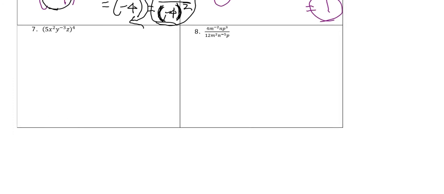Number 7. First of all, this 4 needs to be distributed to the exponent of all the other numbers. So we are going to have 5 to the 4th power, x to the 2 times 4. Remember, a power to a power, you multiply. Y to the -3 times 4. And then z, this is a 1 right here. So we're going to have 1 times 4.